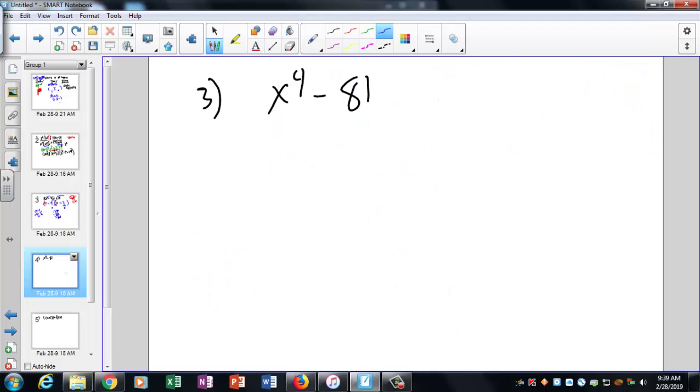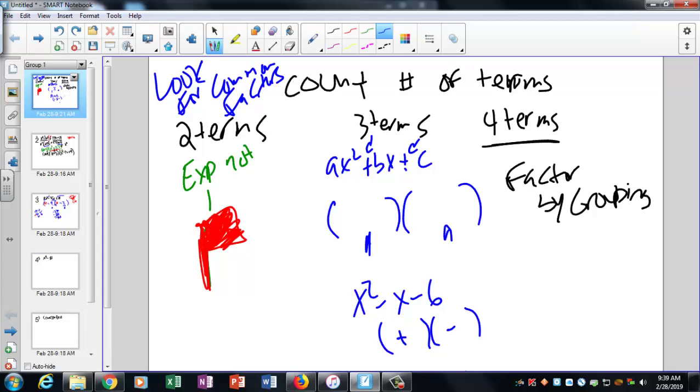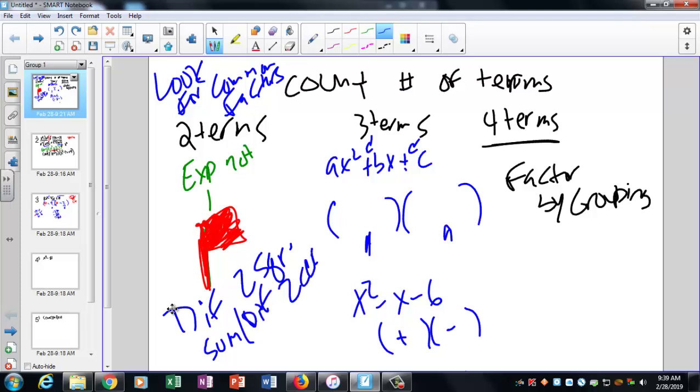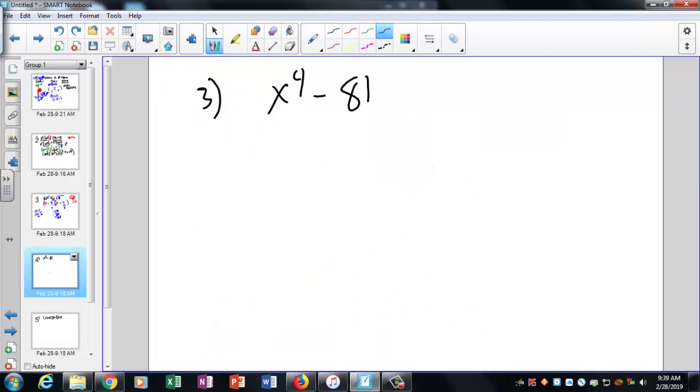Now, if there are two terms, that's got to be either the difference of two squares or the sum or difference of two cubes. Now, we've already talked about cubes, right? That was the first one we did. This one is the difference of two squares. X to the 4th is a perfect square. 81 is a perfect square. Does that make sense? So x to the 4th minus 81 is x squared plus 9 times x squared minus 9.